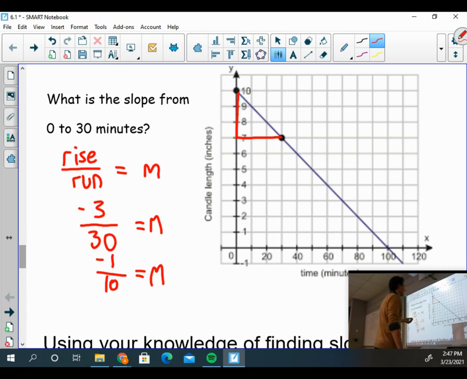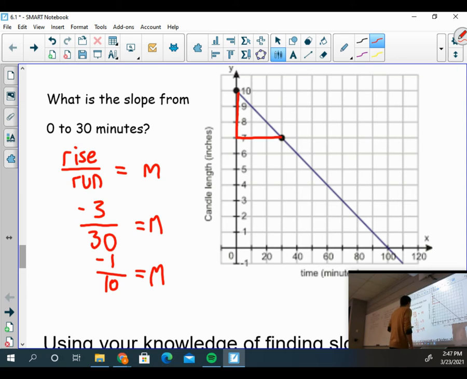But again, you're probably noticing, just like in the last problem, it's a little easier to leave your answer as a fraction when we're talking about slope. Okay? It's a little easier to say I would go down 1 over 10 than it is to say I go down 0.1 over 1.